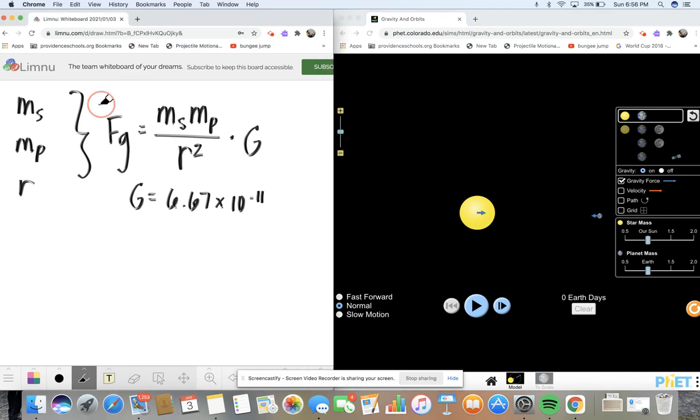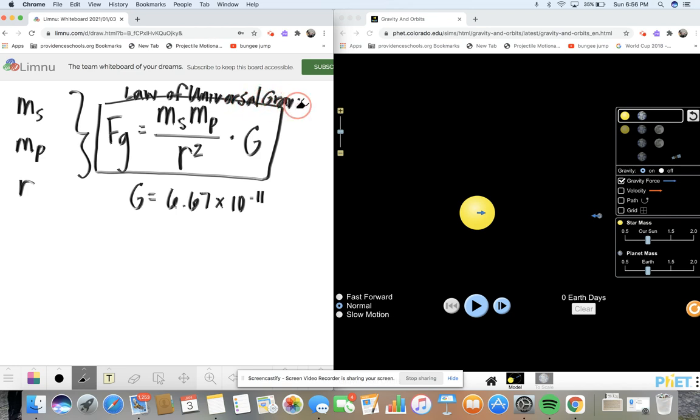Okay, so this equation is known as the law of universal gravitation, because it works for all big objects in space. So any two objects. It doesn't have to just be a sun and a planet. It could be a planet and a moon orbiting it.